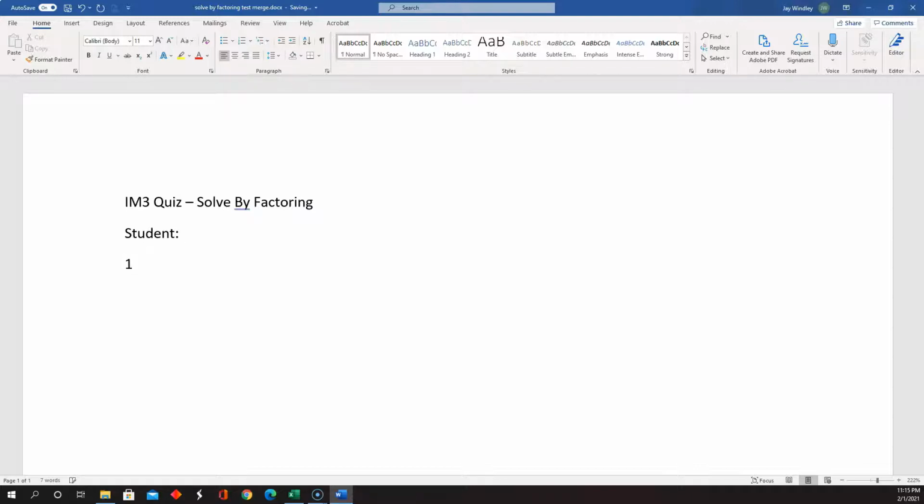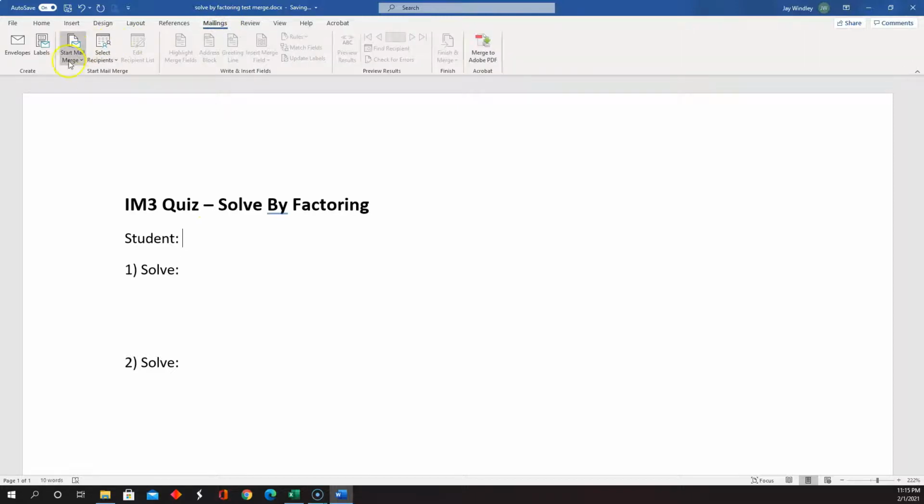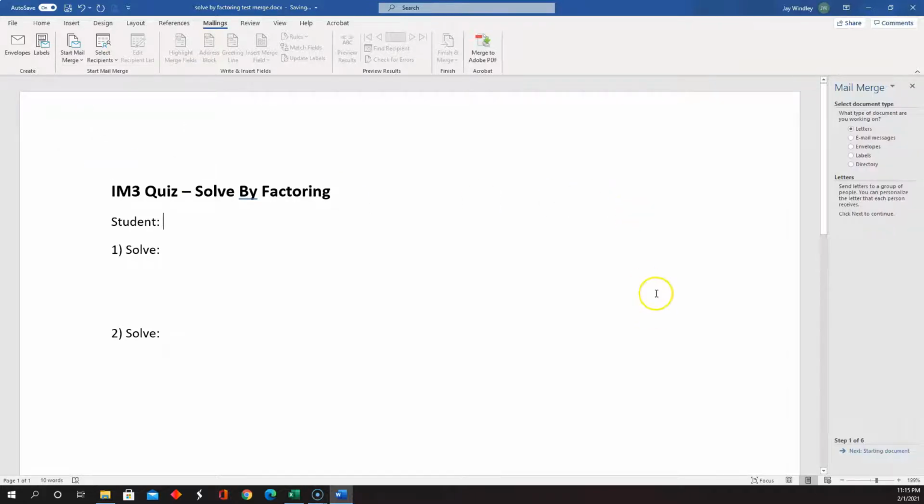And problem number 1 is going to say solve. And then problem number 2 down here somewhere is going to say solve. And let's just make this a little bit prettier. Okay, so now I'm going to start a mail merge. Mailing, start mail merge, step-by-step wizard. I'm going to do letters, next. Use the current document, next.